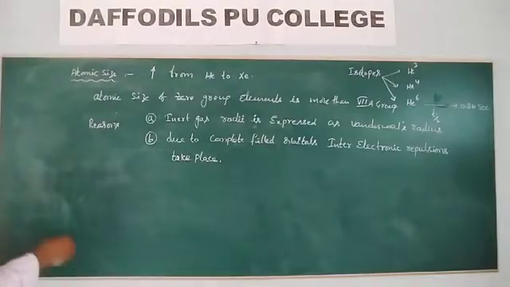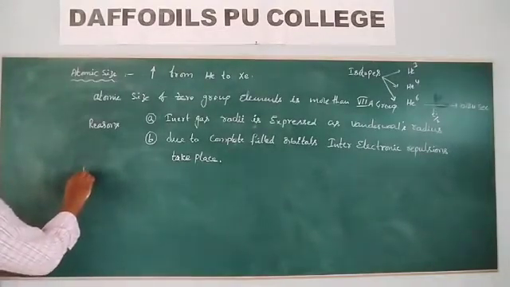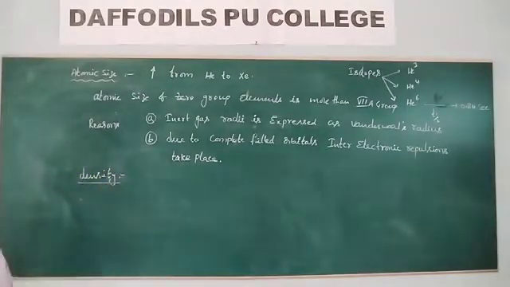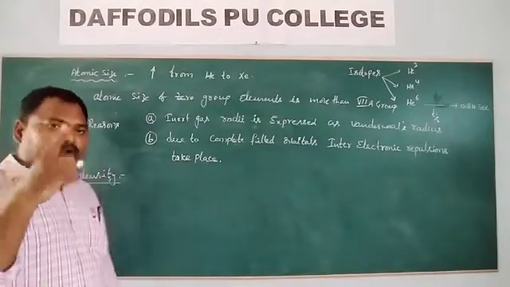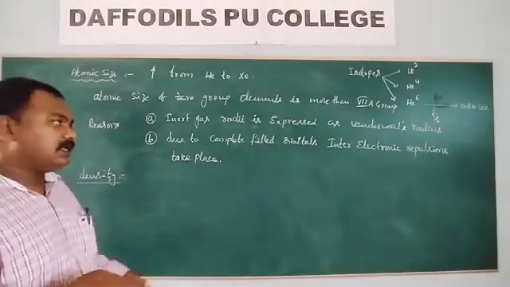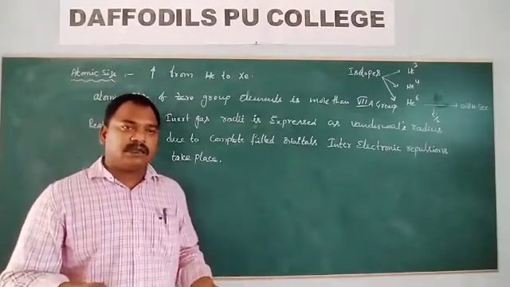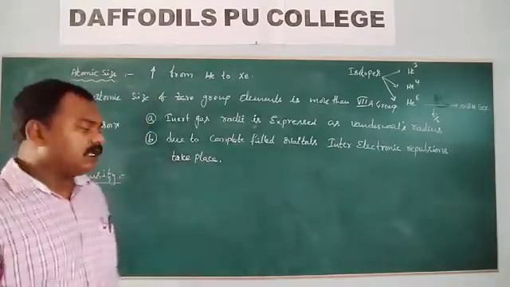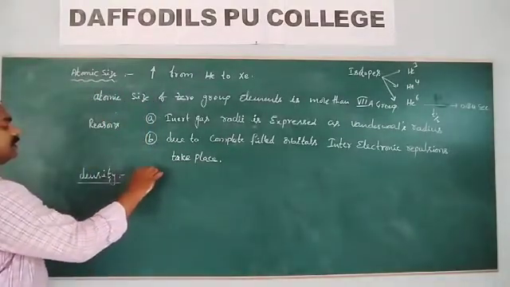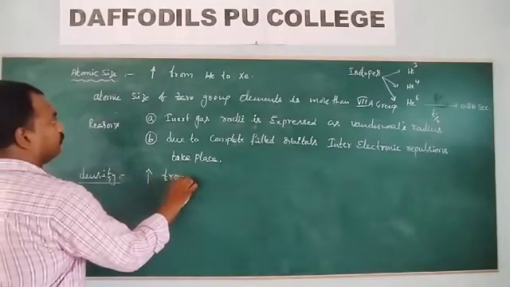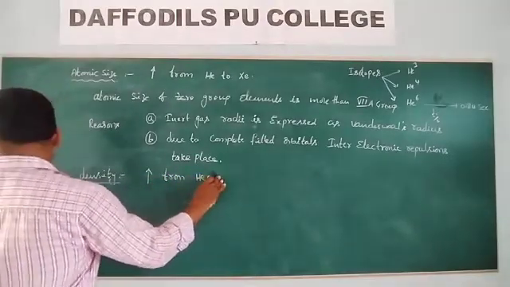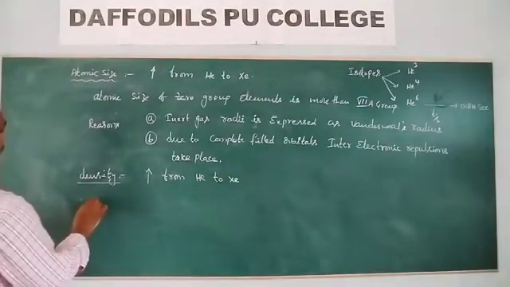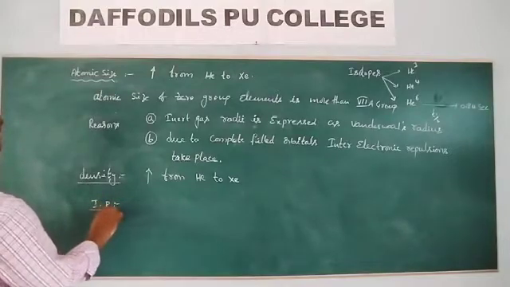Next we will discuss another property, and that one is density. In a group, while moving from top to bottom, as atomic number increases, atomic weight also increases. When atomic weight increases, density also increases. Density increases from helium to xenon.